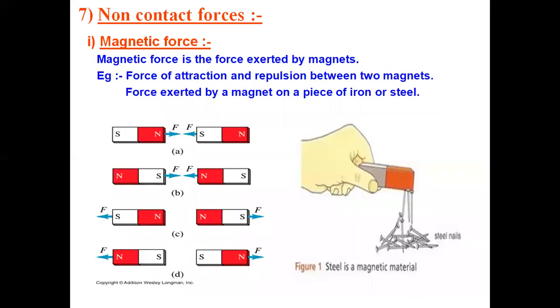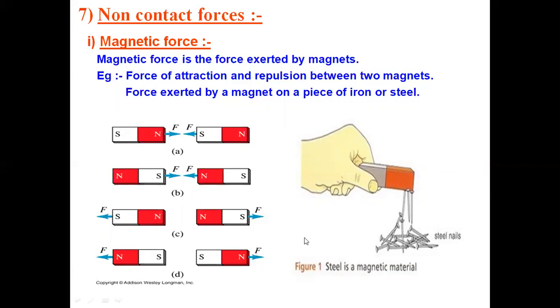Next comes the non-contact force. First non-contact force is a magnetic force. Magnetic force is a force which is exerted by magnets. For example, force of attraction and repulsion between two magnets. You know that magnets attract iron pieces towards them. Plus attraction and repulsion also take place in magnets. So it is a non-contact force. As you can see, when we take the magnet to the iron clips, they get attracted towards it from a distance. It's not compulsory that the magnet should touch the iron pins; it acts from a distance. That's why magnetic force is an example of a non-contact force.